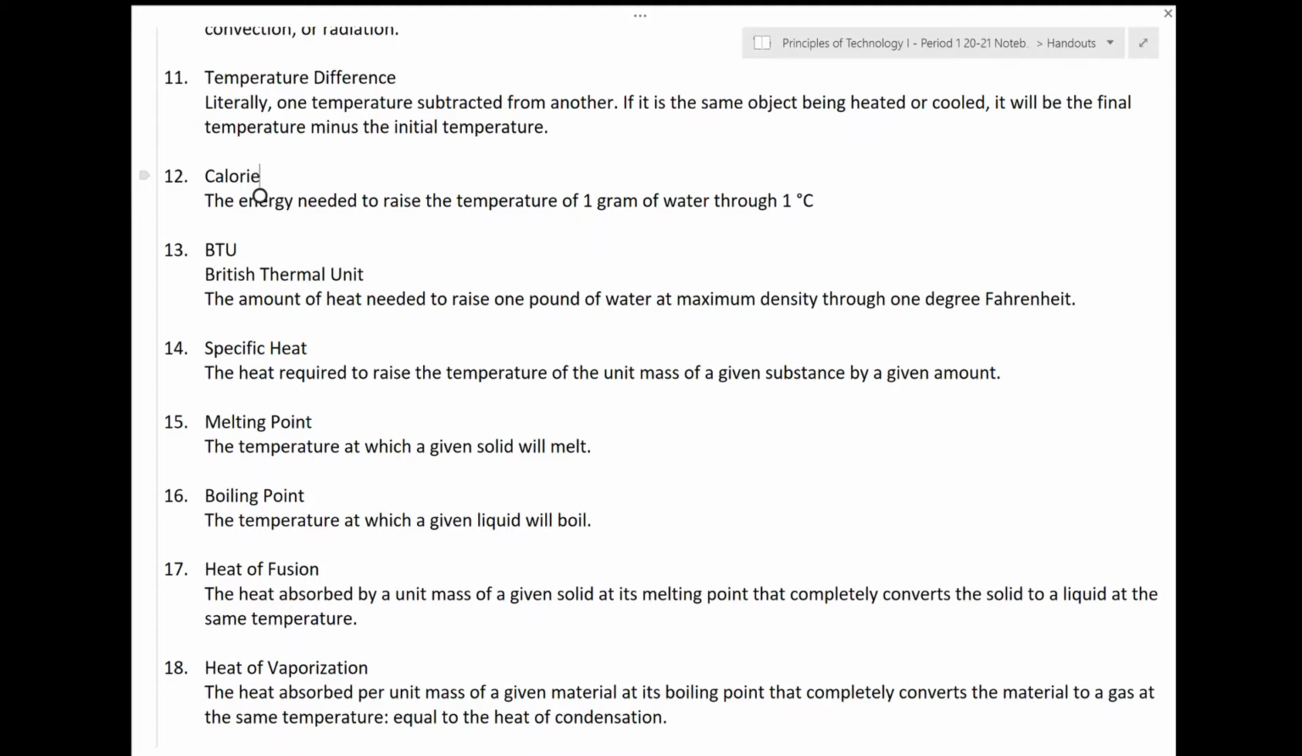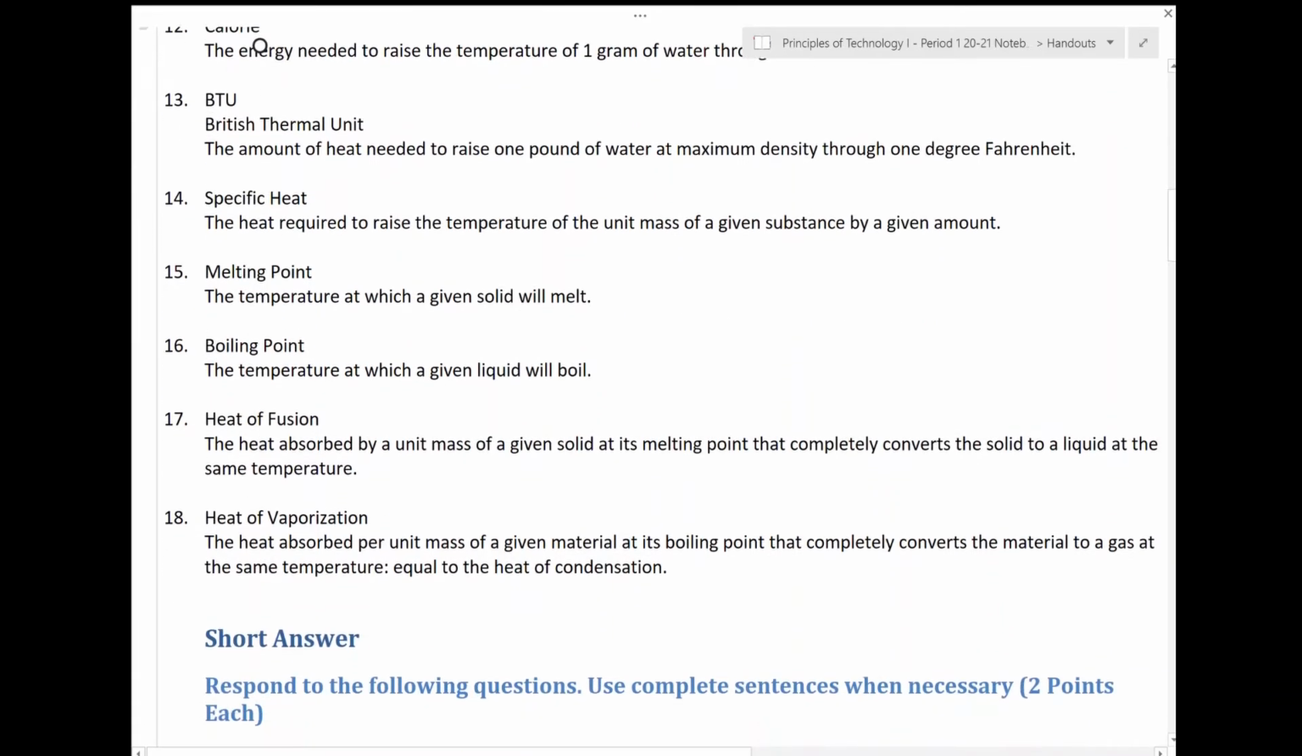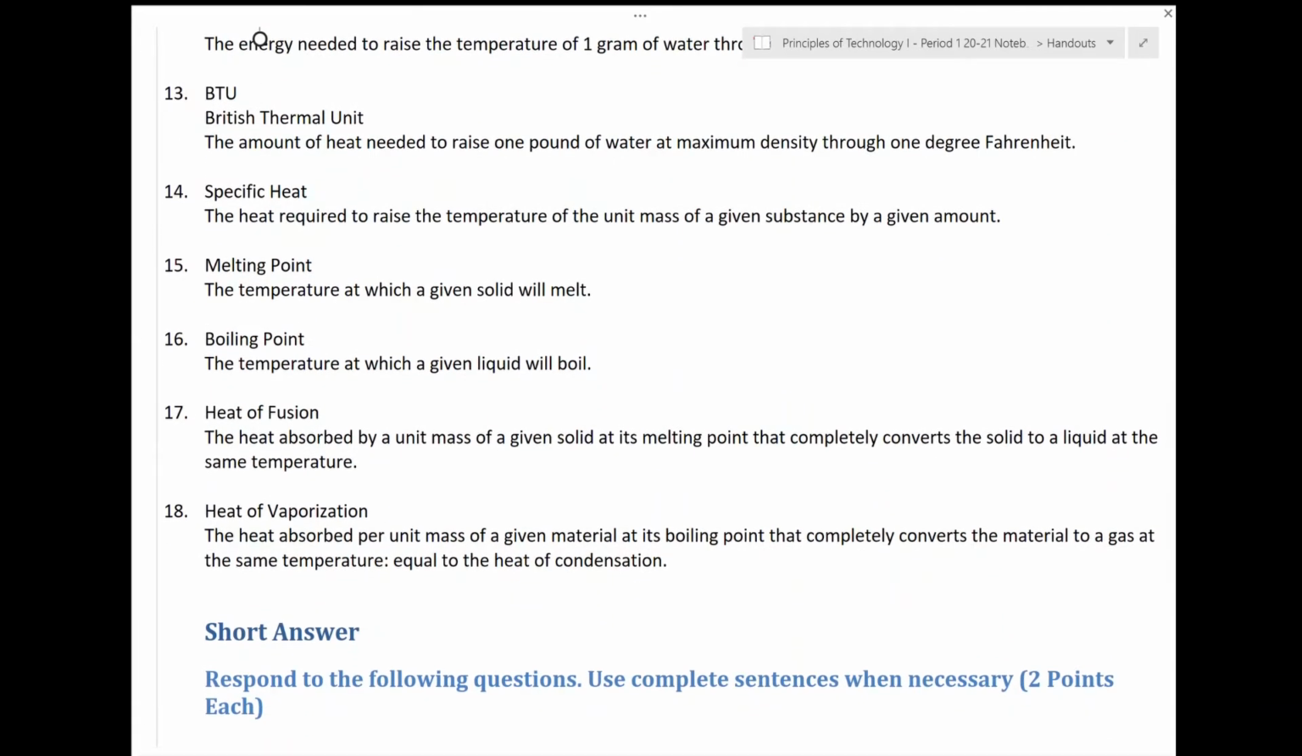Specific heat is the heat required to raise the temperature of the unit mass of a given substance by a given amount. Melting point, the temperature at which a given solid will melt. Boiling point, the temperature at which a given liquid will boil.